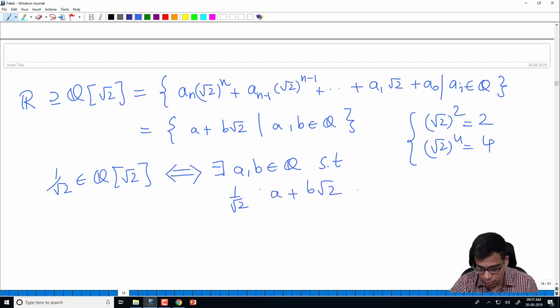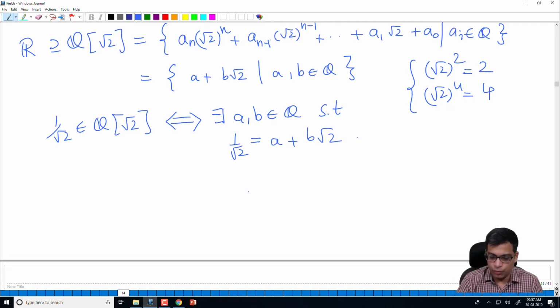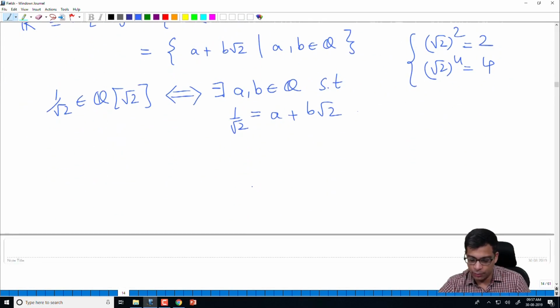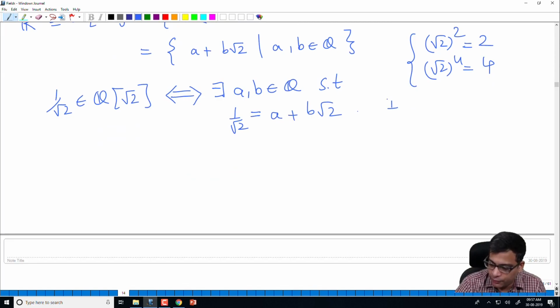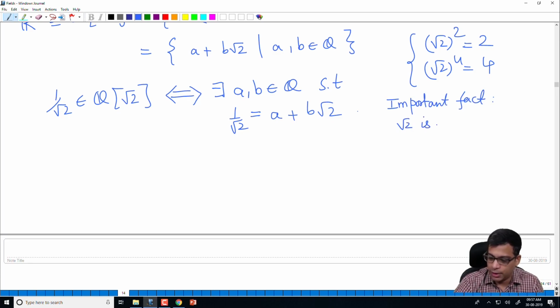This seems impossible, right? I mean, how can it be? Because here a and b are rational numbers, so the denominators there are integers, whereas here we have 1 by root 2 that has denominator root 2. How can we get this? The point is we can get this, and all we need to do is just play around with this a little bit. Ultimately, the important fact that makes this work is that root 2 is algebraic over Q.